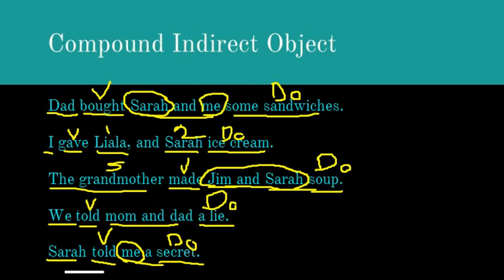Indirect objects are nouns or pronouns that identify to whom or for whom the action of the verb is performed, as well as who is receiving the direct object. I hope it's clear.